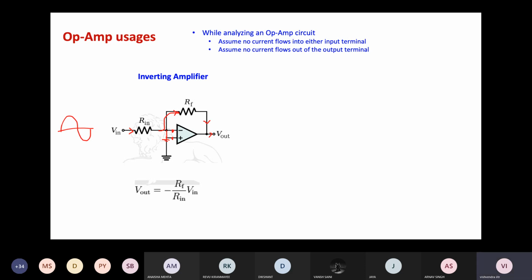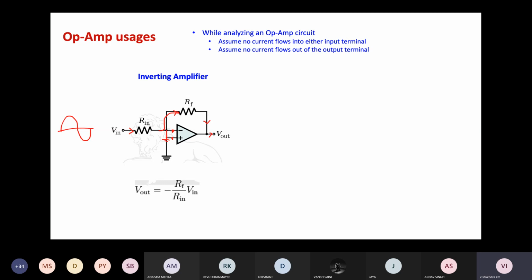And if, for example, Rin is, let's say, a few ohms and RF is a few kilo ohms, let's say it is 10 ohms and it is 10 kilo ohms, RF by Rin will be 1000, and there is a negative sign. This is a consequence of the KVL. So I'm not going into the exact details, the exact circuit analysis here, but I would like all of you to do this circuit analysis. So the output voltage will be the negative of the input voltage times 1000. So it is an amplifier as well as an inverted signal.